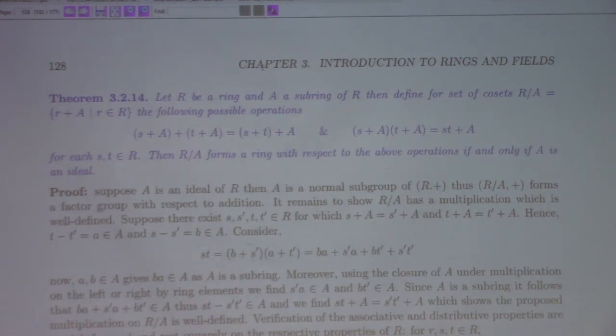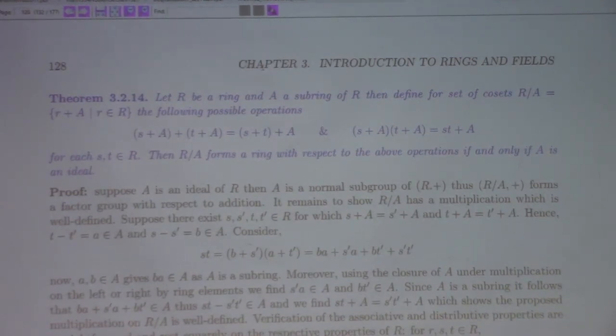Okay, here we go. If we have R as a ring, and A is a subring of R, we can define a set of cosets, R mod A, to be the additive cosets r + A. This is going to be the factor ring. The operations on the factor ring are addition and multiplication in this way. And in this factor ring, A behaves like 0.